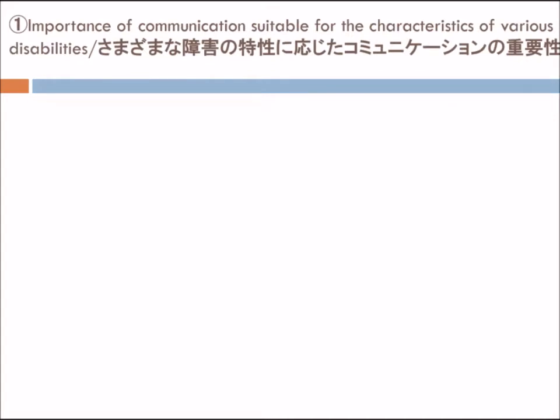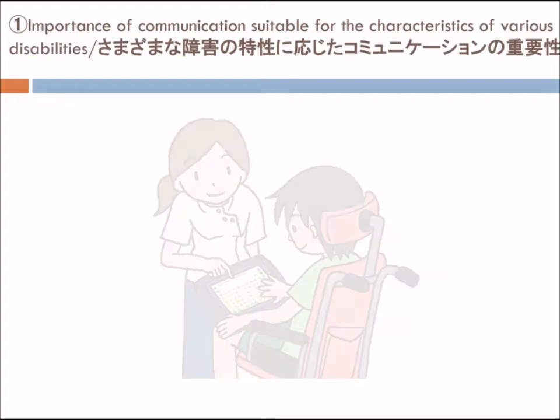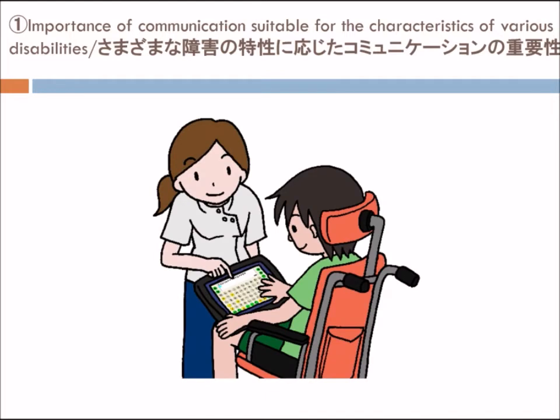Importance of communication suitable for the characteristics of various disabilities. Communication is sometimes hindered by diseases and disabilities. The care worker works to identify the hindrance to establish communication suitable for the user. In recent years, the use of ICT, information communication technology, as a method of communication has become increasingly popular.